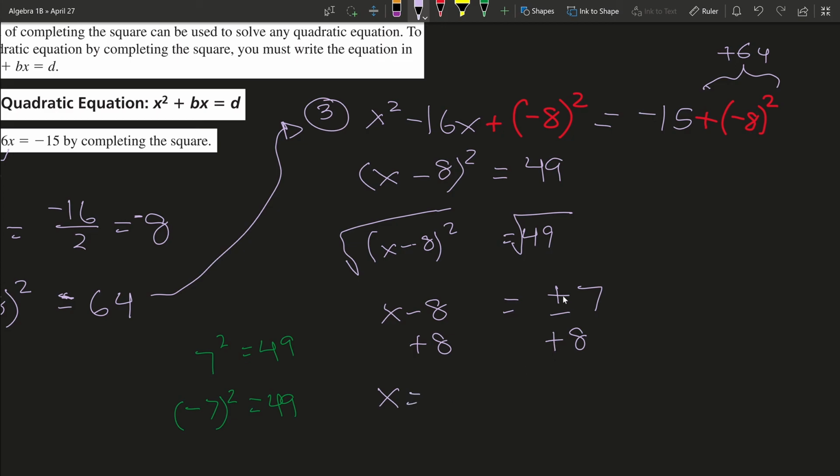We have two answers now, right? Because one positive, one negative. So x equals 8 plus 7, and x equals 8 minus 7. That means x is equal to 8 plus 7 is 15, and 8 minus 7 is 1. So those are our two answers.